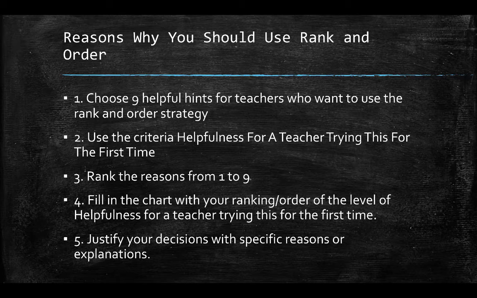So what I'm going to do is I'm going to get super meta, and I'm going to actually rank and order some helpful hints if you're trying rank and order for the first time. So I'm going to choose 9 helpful hints. I like the odd number because I think you'll remember it better. My criteria is going to be helpfulness for a teacher trying this for the first time. So that's how I'm going to rank them. It's going to be 1 to 9. And I'm not going to fill out a chart, but I am going to just give you those 9 reasons. And lastly, of course, I'm going to justify those reasons.